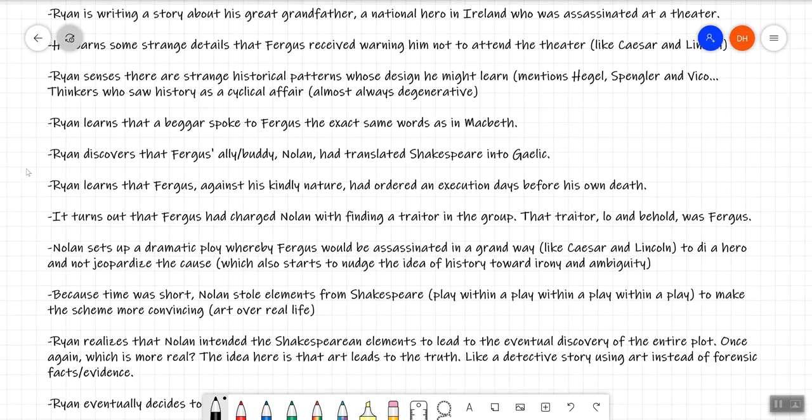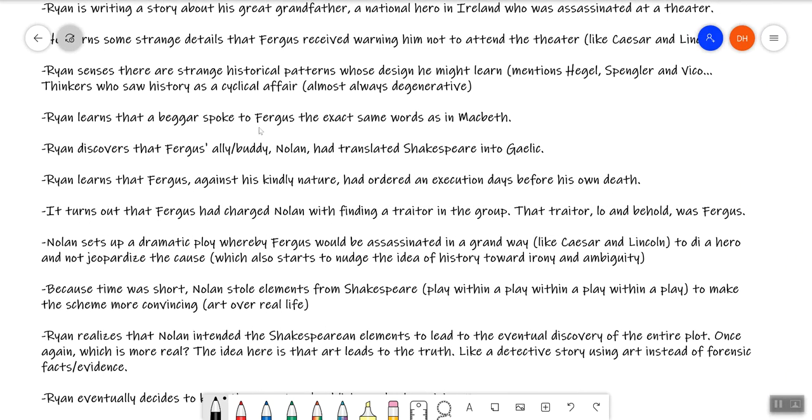Ryan, now this is all taking place in the story. Ryan learns that a beggar spoke to Fergus the exact same words as in Macbeth. That sounds kind of strange, okay? So now we have Shakespeare being involved. Ryan discovers that Fergus's ally and friend, Nolan, had translated Shakespeare into Gaelic.